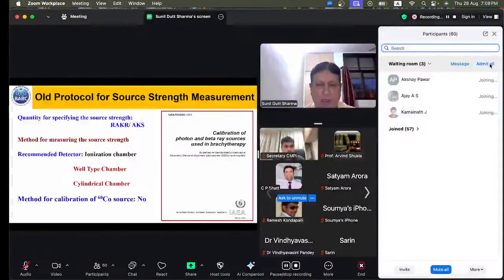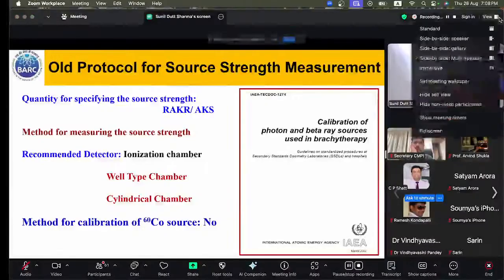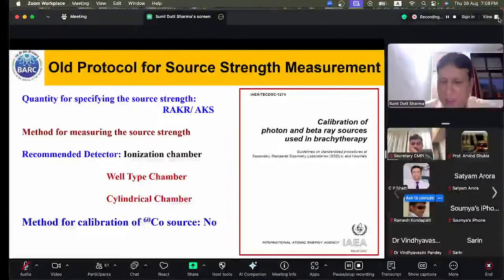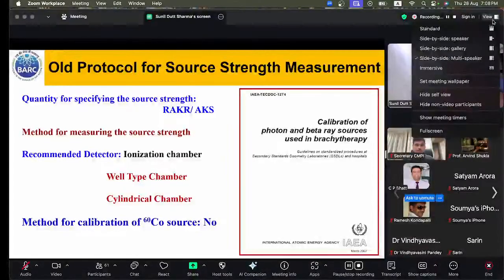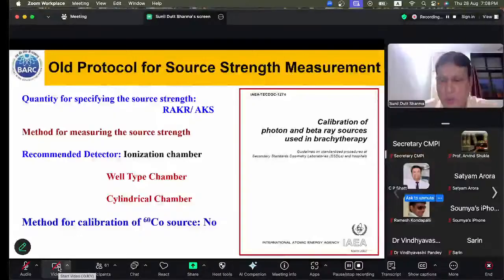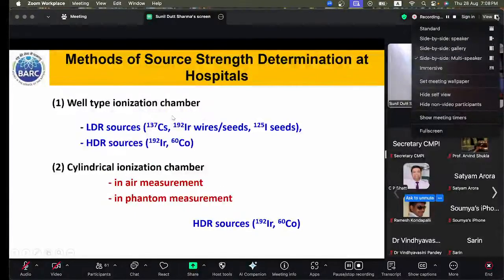However, one drawback was missing from this guiding document: they have not provided a calibration procedure for cobalt-60 source, because cobalt-60 is now becoming a popular HDR brachytherapy source. So these are some of the limitations and disadvantages of TecDoc 1274, which was introduced in the year 2002. To eliminate these limitations, it was required to have a different approach, which has been brought in by IAEA. So I will come there.